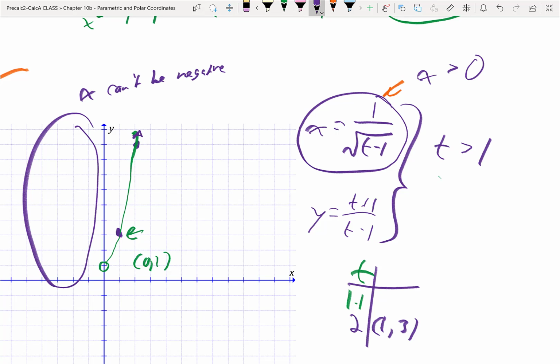Not in the original equations. Finally, since I'm moving in this direction, you can start to plug in successive t values and see that you're actually growing in the right direction. So we're going to put an arrow to indicate that.